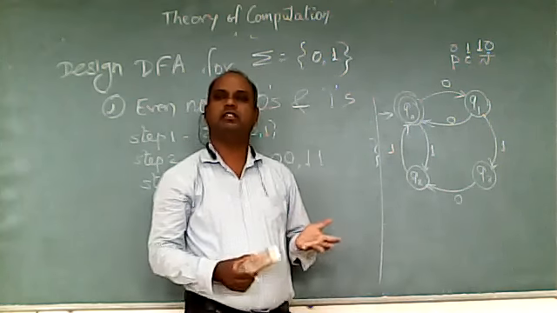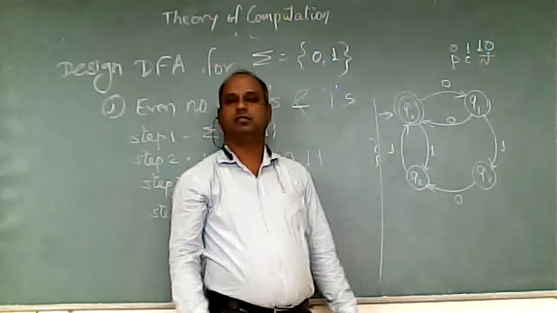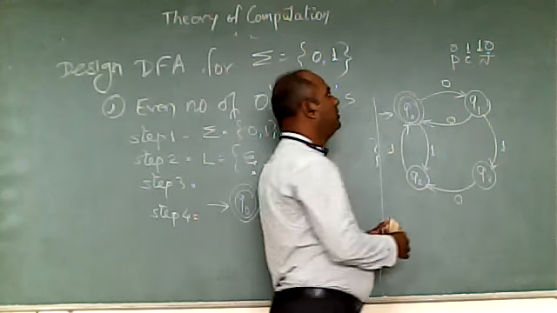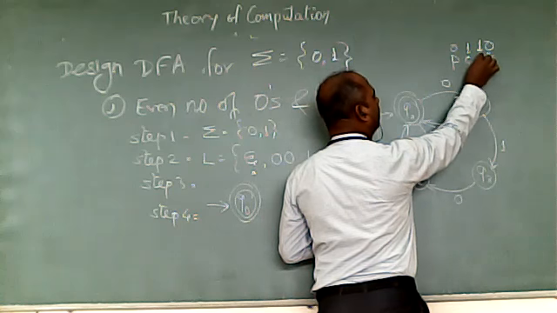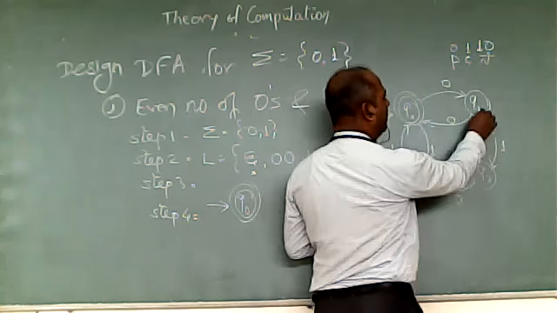Still it will be valid. I may add 1 0. Instead of 0 1, I will add 1 0. Still it is valid. So one transition should go to a place from where I will get 1 0.